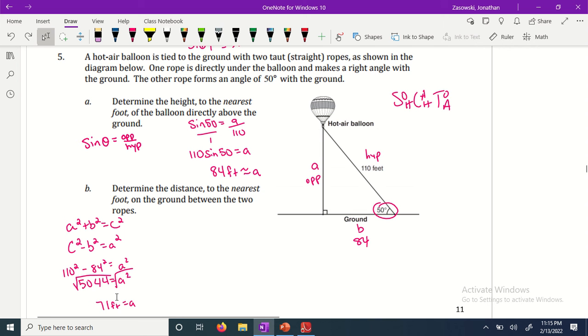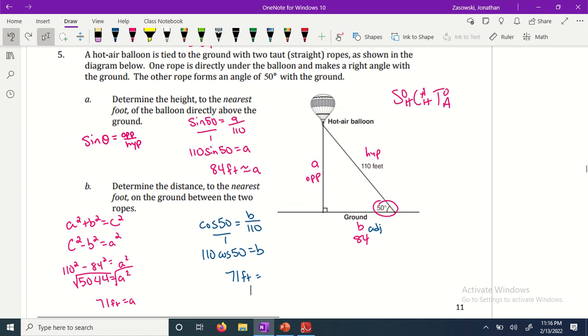There's a second option though, because we still have the angle measure, and we're looking for a side, we can also use cosine here. Okay, so that side where the ground is would be the adjacent to our hypotenuse of 110. So cosine of 50 would equal b over 110, and we cross multiply, we'll also get 71 feet for our final answer. So either method will get you the same answer here. Just make sure we're rounding to the nearest foot.